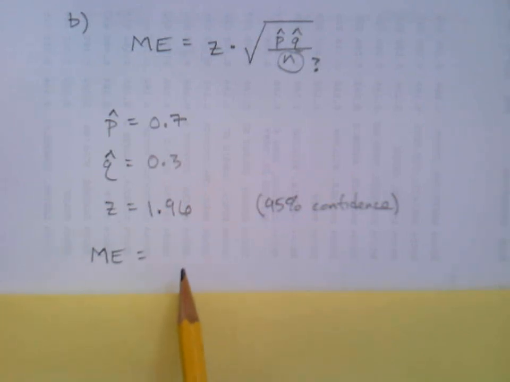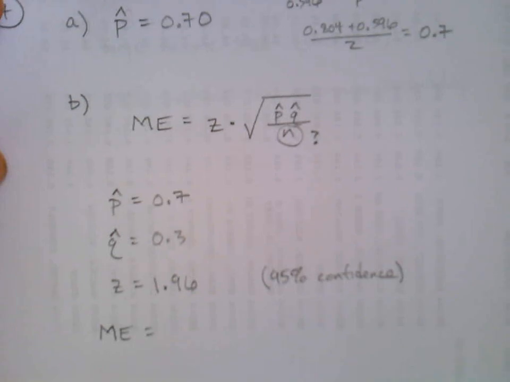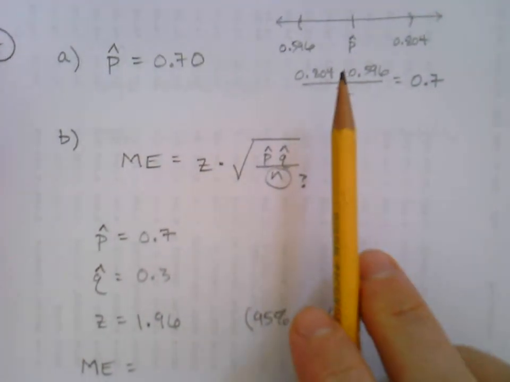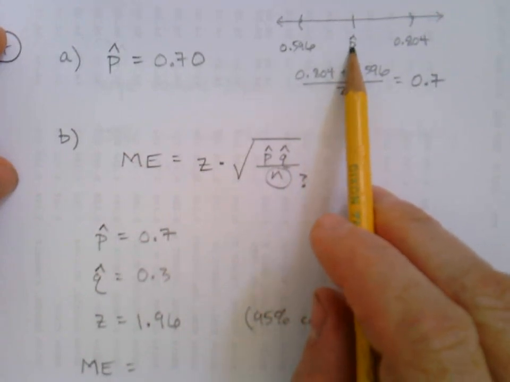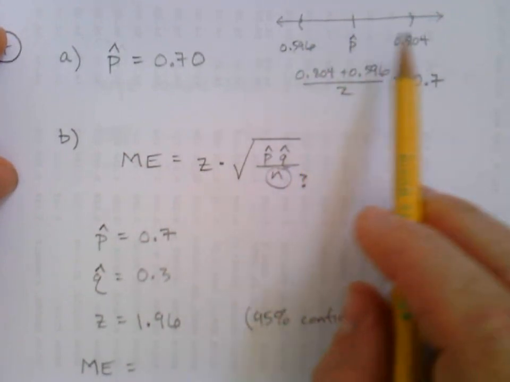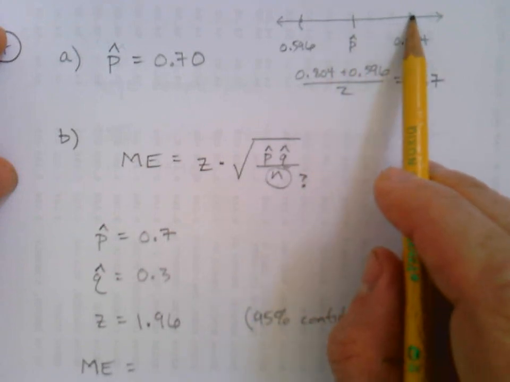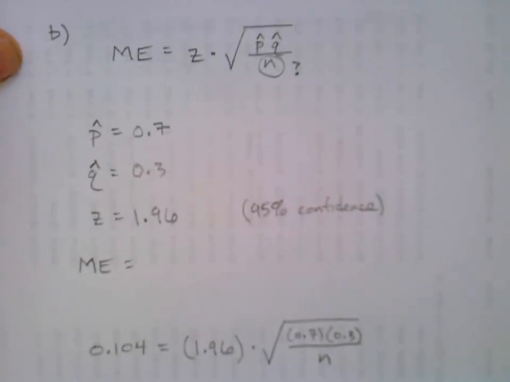And the margin of error, what's that going to be here? To find the margin of error, we need to be a little bit more clever. Let's actually go back up to this drawing of this number line a moment ago. Hey, if we know p hat and we know these values, isn't the margin of error that distance? Let me draw that again.